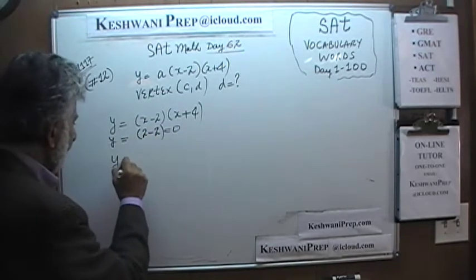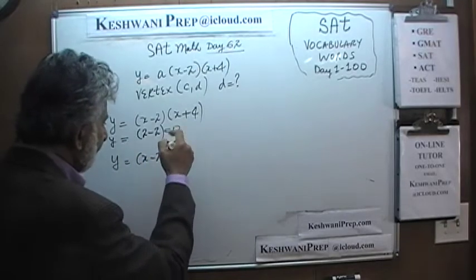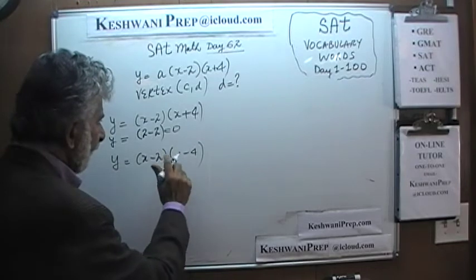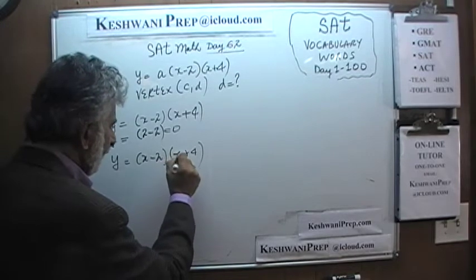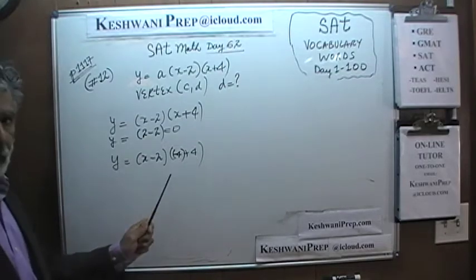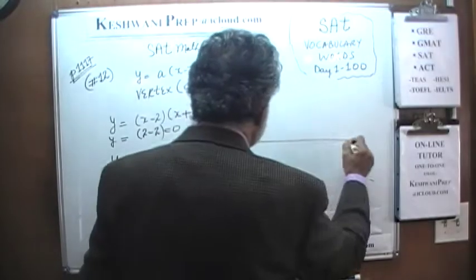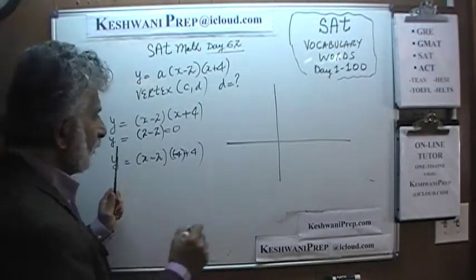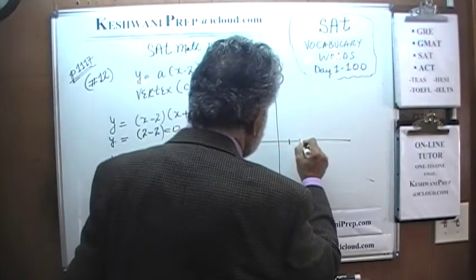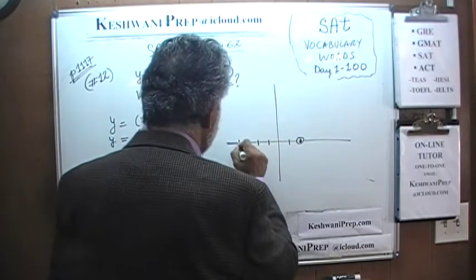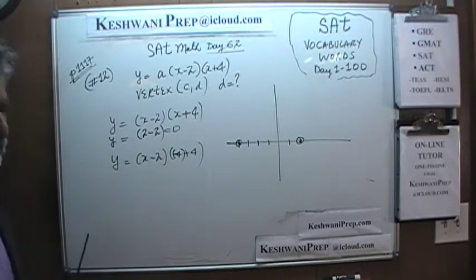Similarly, in this parabola, if x happens to be equal to negative 4, then negative 4 plus 4 would be 0 also, which tells us that the parabola's intercepts are positive 2 and negative 4. It cuts the x-axis at these points.